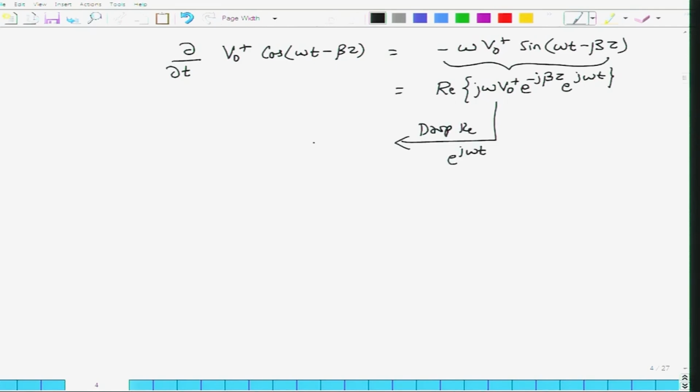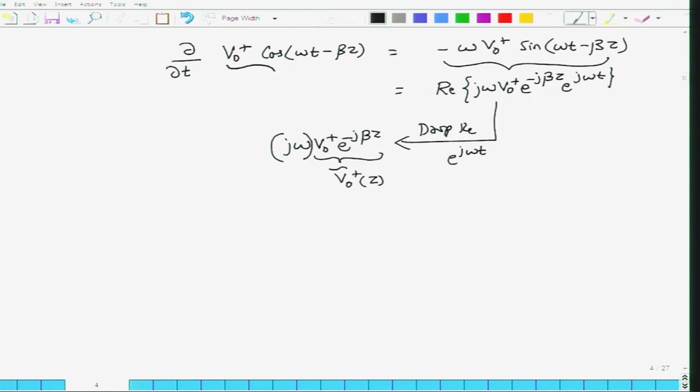When I drop these factors, the result will be j omega V0 plus e to the power minus j beta z, where V0 plus e to the power minus j beta z is the original phasor. Let me denote all my phasors by drawing this small arc on the values, and this phasor will be dependent on z because of the factor e to the power minus j beta z. Therefore, I write this as V0 plus of z. Okay. And there is a term which is getting multiplied to this V0 plus of z phasor, and that term is j omega.